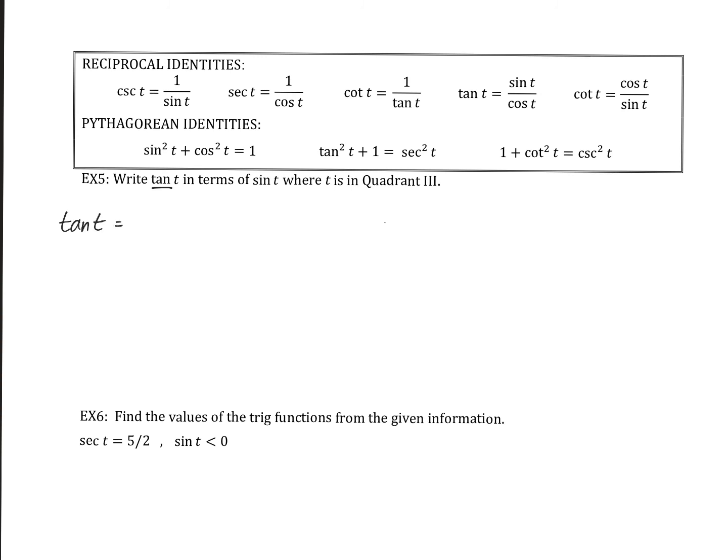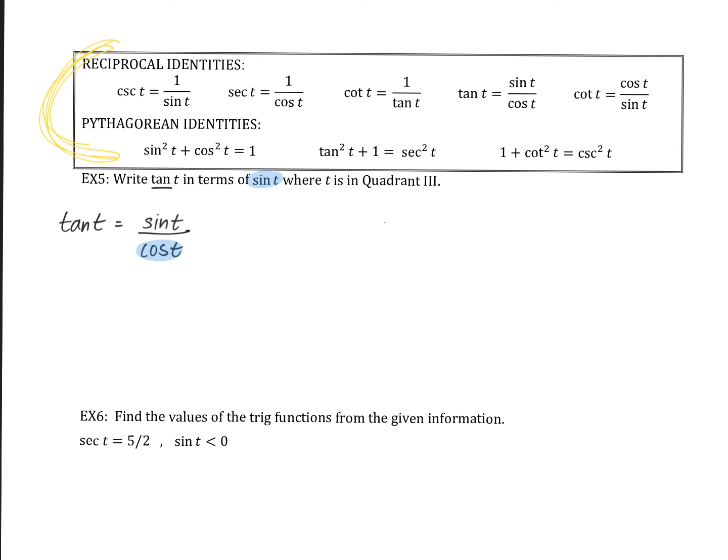Well, tangent, if you recall, is y over x. So that's going to be sine of t over cosine of t. We're not done though, because we need to write it in terms of sine. And at the moment, we have a cosine in the problem, which is a problem. We just want to write it in terms of sine. So we need to find a way, using our identities, and this is where they come in handy, to try to use these to see if we can swap out cosine and replace it with sine.